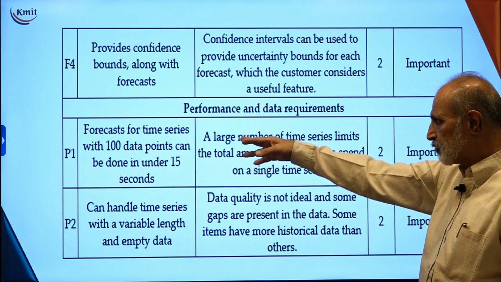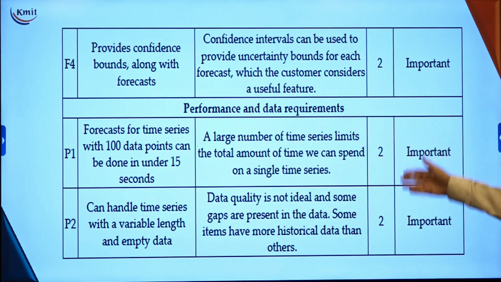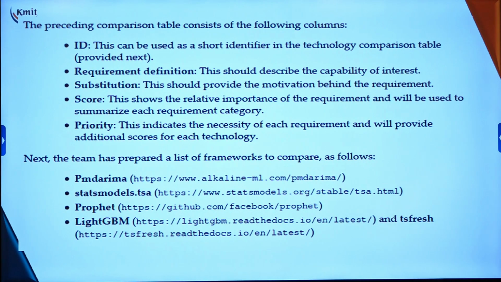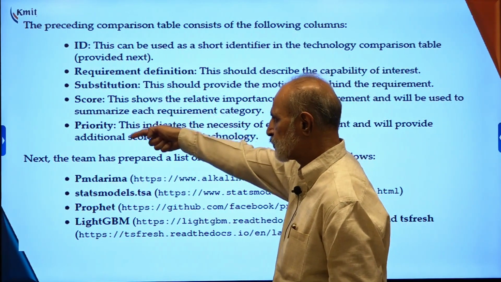Performance: P1, P2, forecast time series and can handle multiple time series, and you can see that I have given 2, 2, 2 and they are important. Now with this idea in mind, let us make the table. So I have ID, requirement definition, substitution, score, priority.